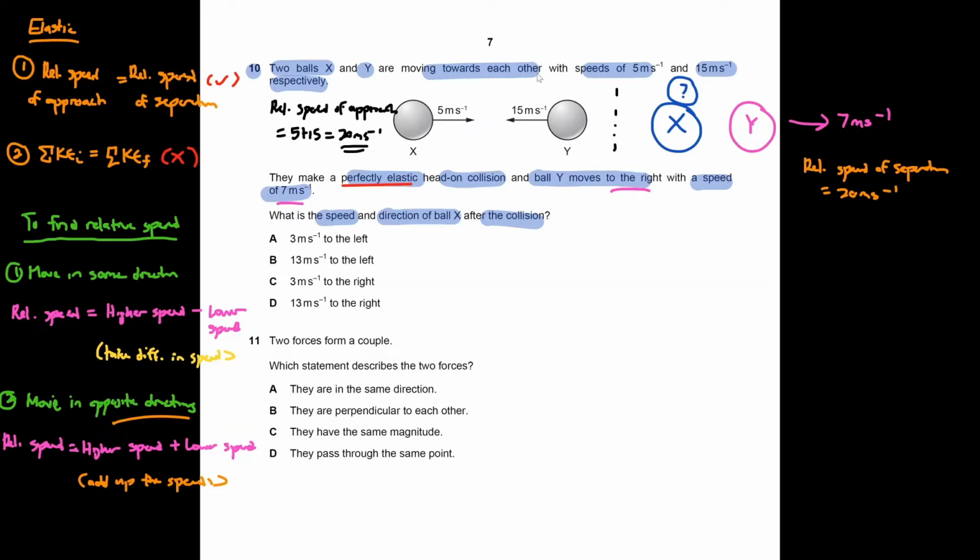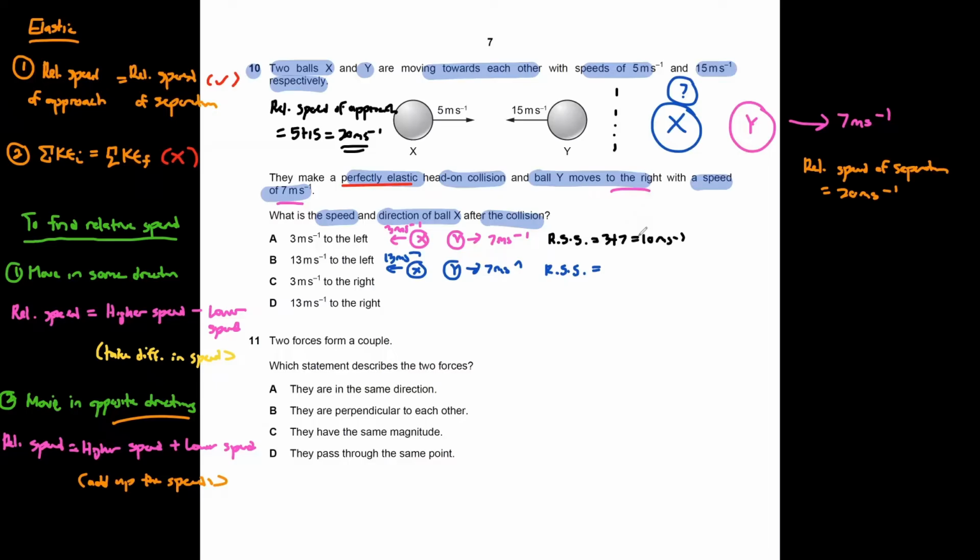So you evaluate each of the answer choices one by one. If Y is moving 7 meters per second towards the right, and X is moving 3 meters per second towards the left, this is a case where the objects move in opposite directions. So your relative speed of separation will just be 3 plus 7 equals 10 meters per second. Then if you evaluate B, where Y moves again 7 meters per second and X moves 13 meters per second, it's still a case where they're both moving in opposite directions.